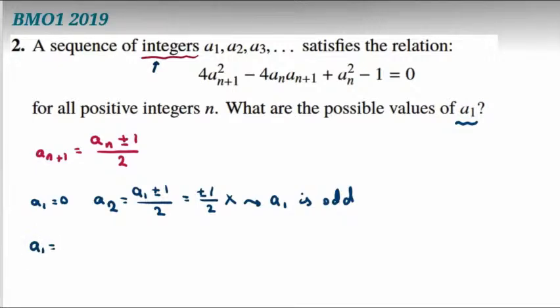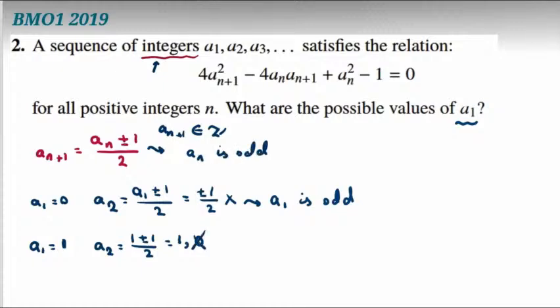Now, let's consider odd numbers. Again, for example, from 1 we start. A2 is 1 plus minus 1 over 2. 1 plus 1, we can select one of them because both of them satisfy the main equation. 1 plus 1 over 2 is 1, 1 minus 1, so we know even number is bad for next term, like A1. If A1 is even, then A2 is bad. If A2 is even, A3 is bad. So we can conclude from here, because AN plus 1 is integer, AN should be odd.